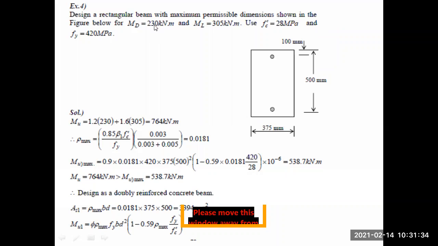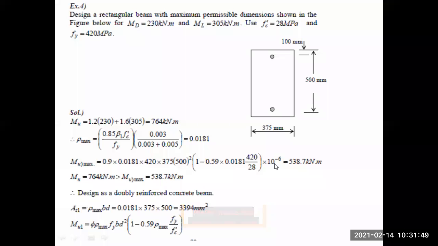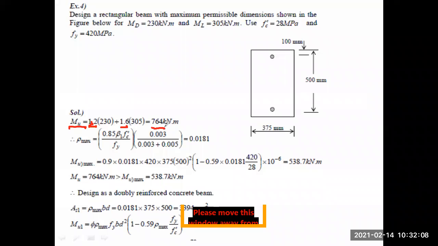So you make use of the same factors we used to magnify the dead load and the live load. Even for moment, we make use of the same factor. For dead load, we use 1.2. For live load, we use 1.6. Then we combine the dead with the live load together to get the ultimate moment, and that would be equal to 764 kilonewton meter.